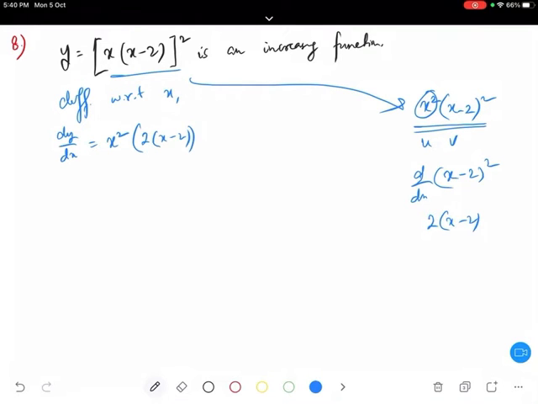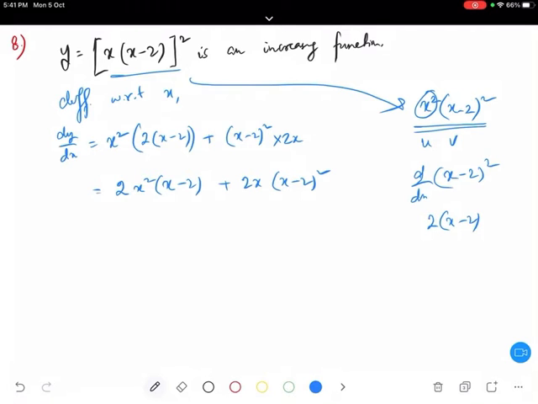Then what should I do? Then plus x minus 2 whole square comes out. Differentiation of x square is 2x. So if I have to write this one properly, what I write here is 2 into x square into x minus 2, plus 2x into x minus 2 whole square. Right? Now we'll think of what we can take common.